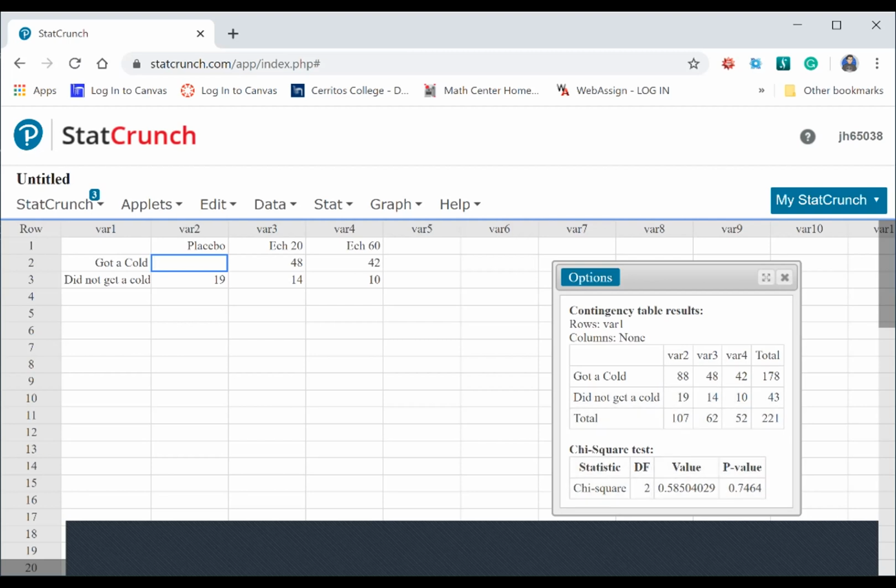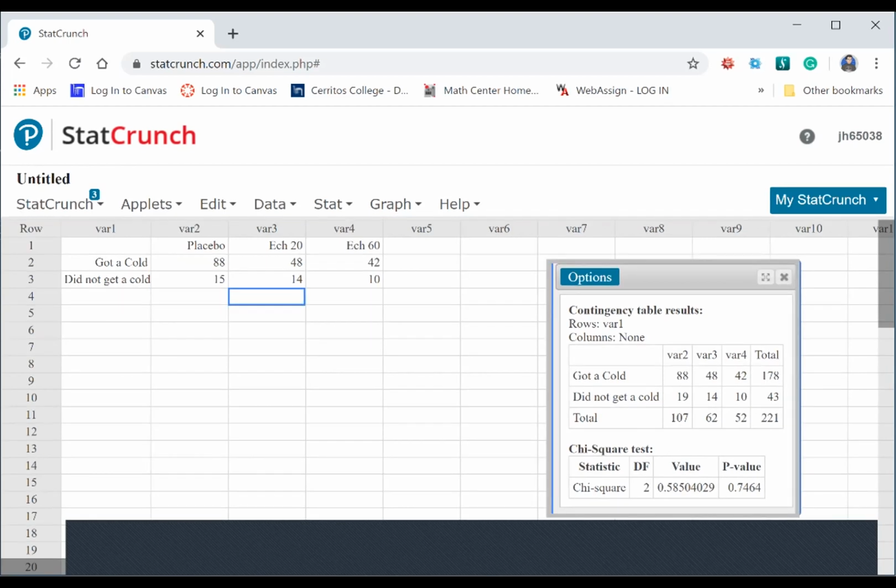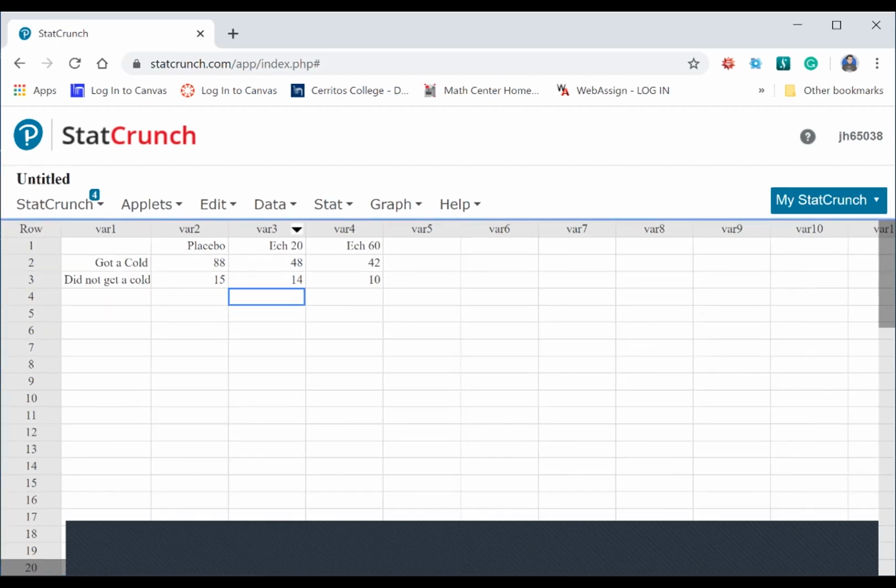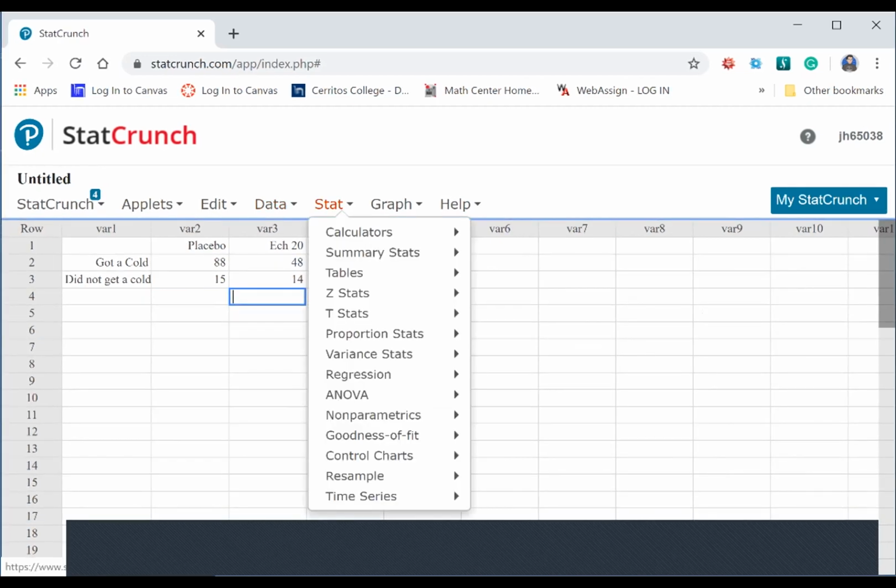Oh, I put in 19. That's the problem. This should be 15. I put it in wrong. Okay, that's correct. So that just gives me the counts. Okay, so we're getting closer here.